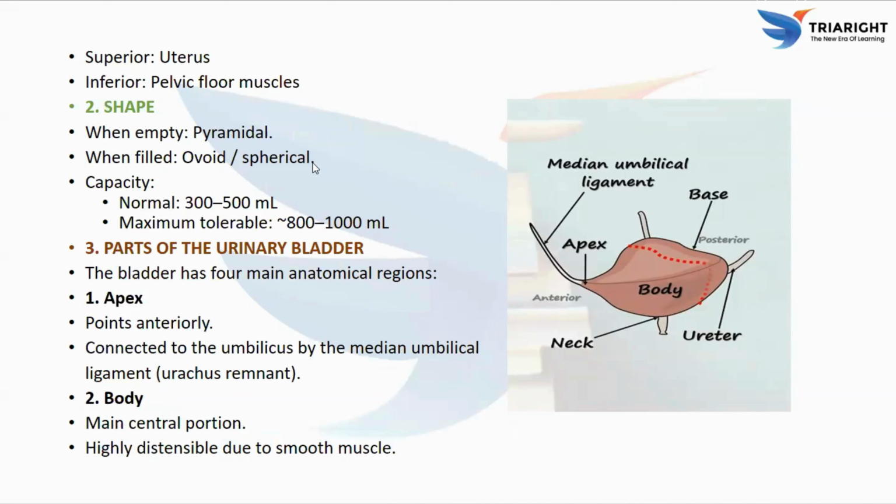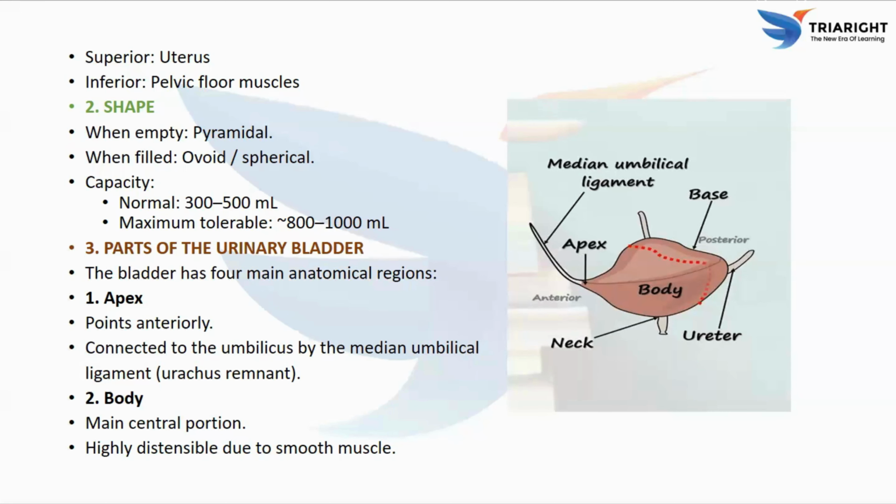what is the shape of the urinary bladder? When empty, it is a pyramidal shape. The bladder looks like a triangle or pyramid. The apex points forward, the base faces backward, and it stays fully inside the pelvis. When it is filled, it looks ovoid or spherical. As urine fills, the bladder expands upward. The smooth muscle, called the detrusor muscle, allows it to become rounded. When it is very full, it can rise into the lower abdomen and can be felt.